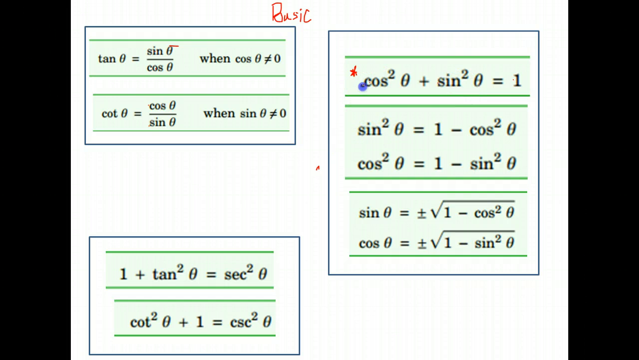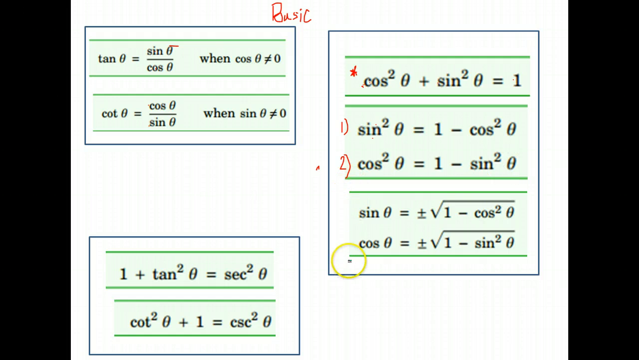Now, if we solve this identity for either sine squared or cosine squared, we come up with these next two, which also come up a lot. Sine squared is 1 minus cosine squared. And again, that comes from just solving this identity for sine squared. We would subtract cosine squared from both sides. And here, cosine squared is 1 minus sine squared.